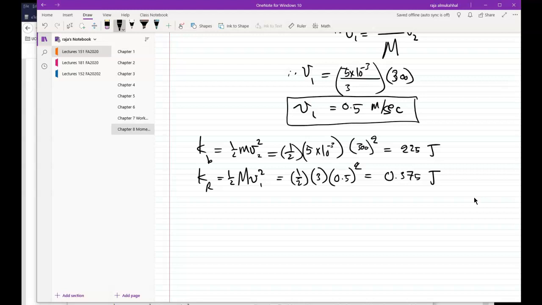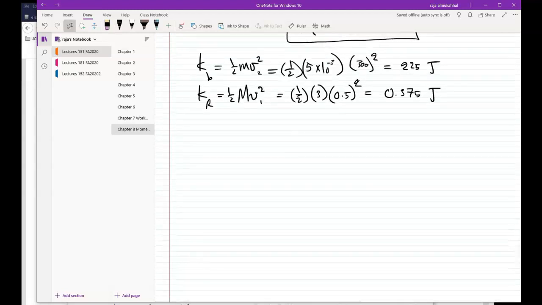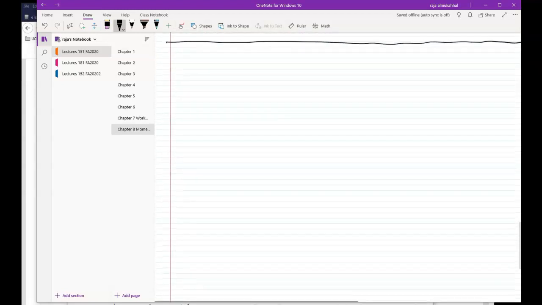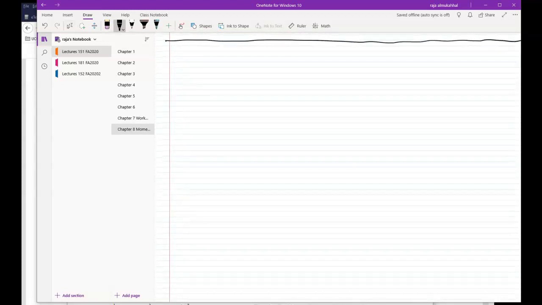One more example that is a little bit harder, and that is in 2 dimensions. So let me go over that. And that is example 8.5, collision in a horizontal plane, basically 2 dimensions. And in such a case, you're going to be doing X and Y components. It's a little bit harder. Let me go over that. Example 8.5.